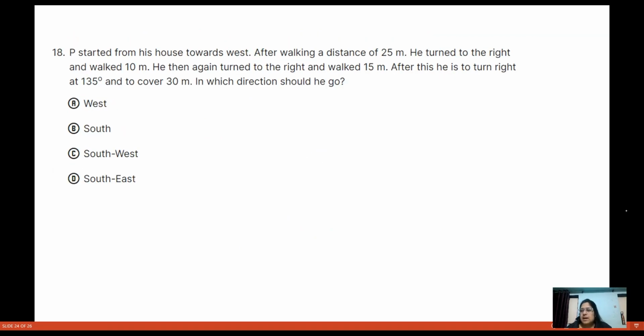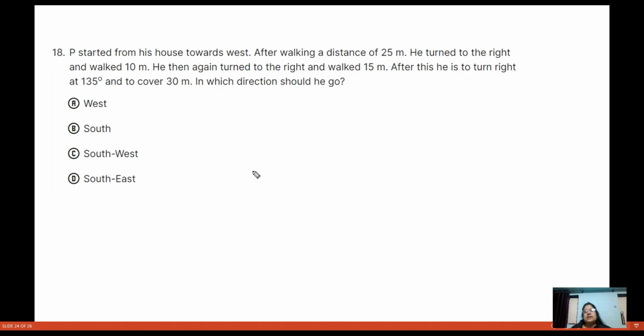Now see, P started from his house towards west. He is walking towards west, and after walking a distance of 25 meter, he turned right. Turning right here, he walks 10 meter. He then again turned to right and walked 15 meter. After this, he is to turn right at 135 degree and to cover 30 meter.